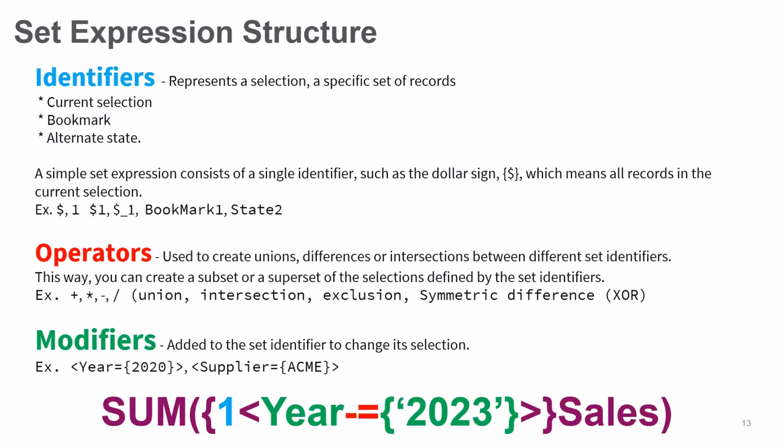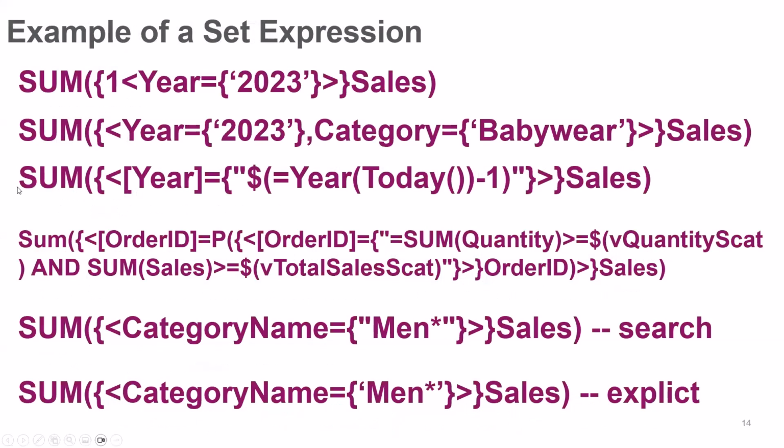In this example, we're just looking for data for the year 2023. Give me all the sales data where year is not equal to 2023. That's an example of the exclusion operator. Now here are some other examples that I'm showing you. We're saying equals, or in this case, where it includes 2023. This is where sum of sales includes 2023 and the category of baby wear.